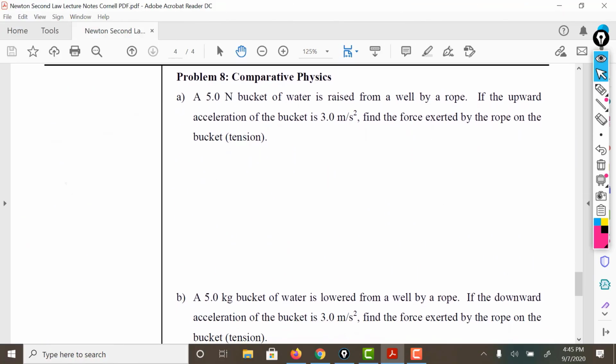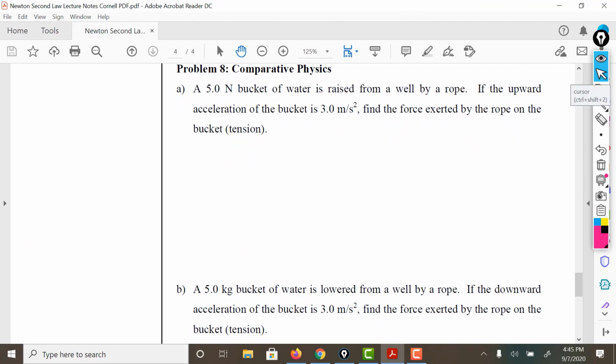Looks the same. 5, water. Oh, there's a big difference. One's being raised, one is being lowered. Okay, so this is going upward, it's going downward. Acceleration looks the same. They want the tension again.